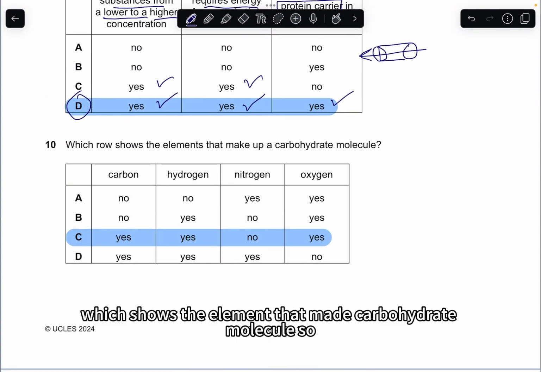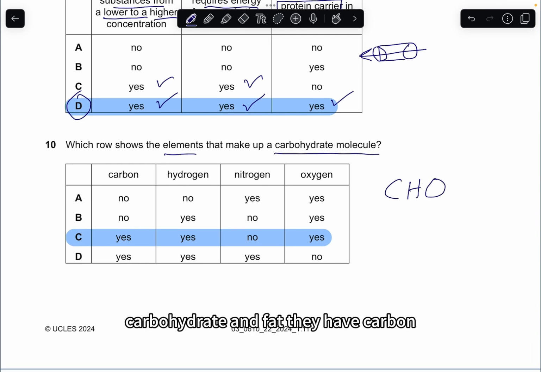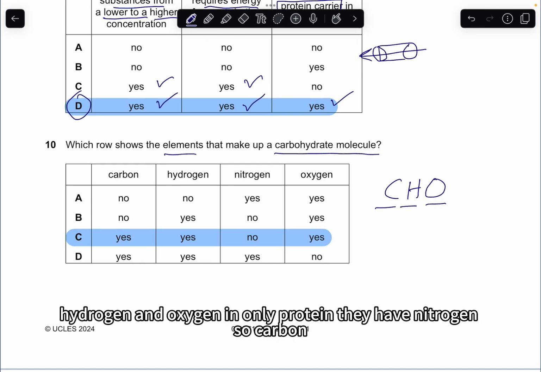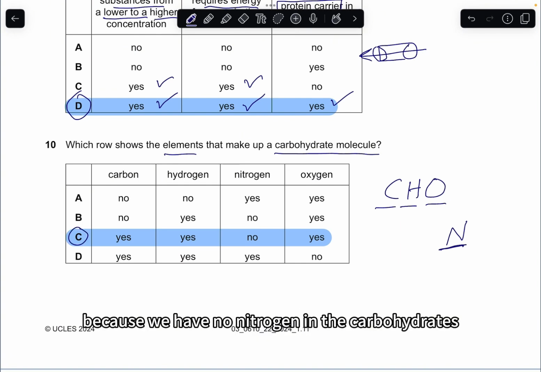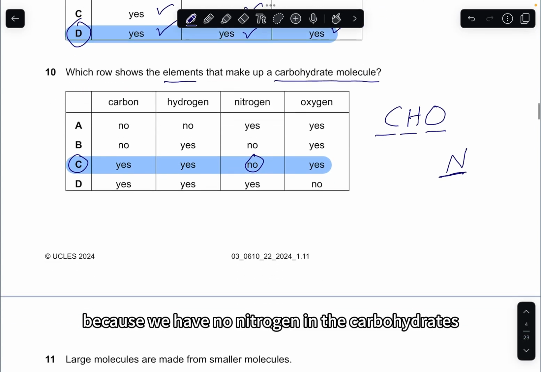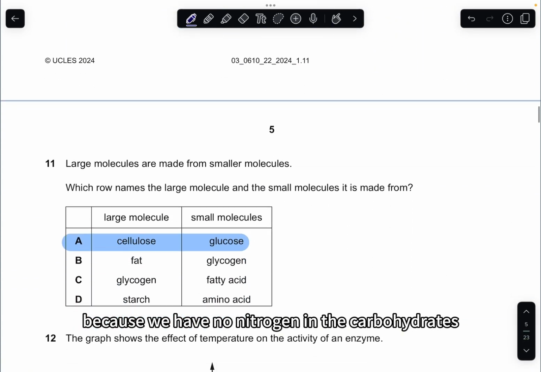Question 10, which row shows the elements that make a carbohydrate molecule? Carbohydrate and fat have carbon, hydrogen and oxygen. Only protein has nitrogen. So carbon, hydrogen and oxygen. So the answer is C, because we have no nitrogen in carbohydrates.